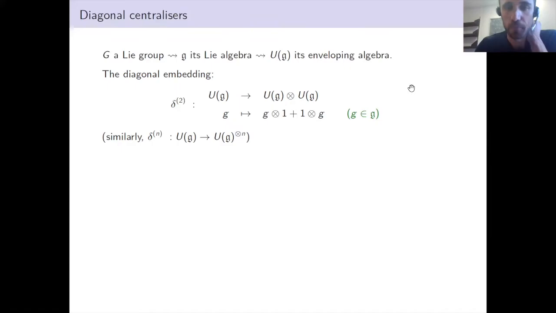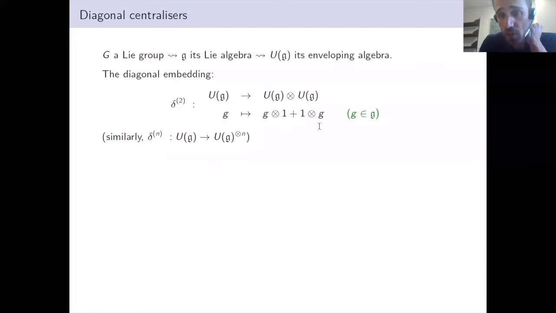We can embed the Lie algebra G into the tensor product of, say, for example, two copies of U of G. And this is a very natural embedding. You take an element of G, you make it act on the first copy, you make it act on the second copy, and you take the sum. Of course, you can do it for more than two copies, and this is going to be the same thing, the sum of G acting on each copy. Good, so this is the diagonal embedding. This is how we take tensor product of representations for a Lie algebra.